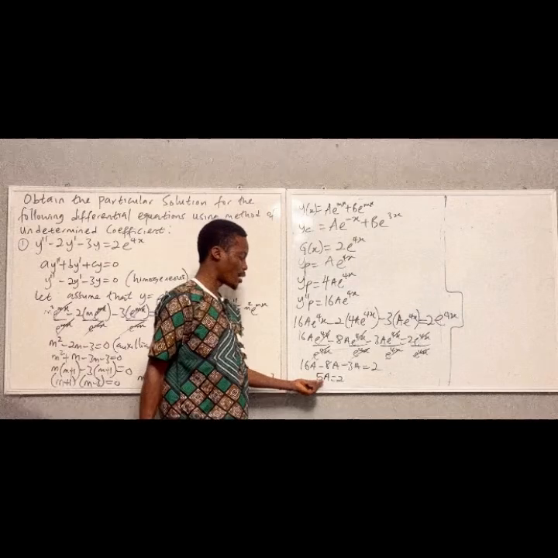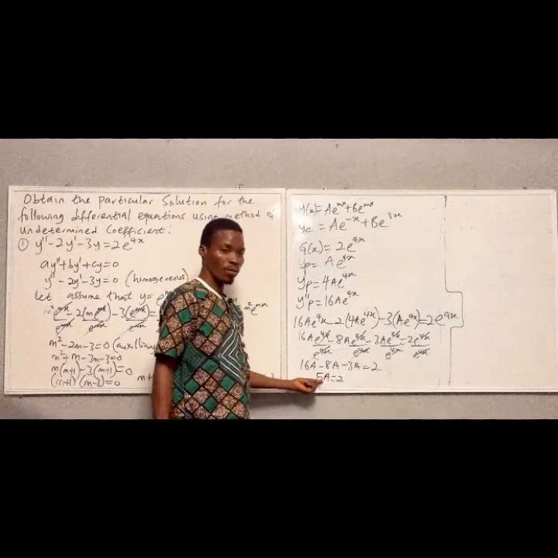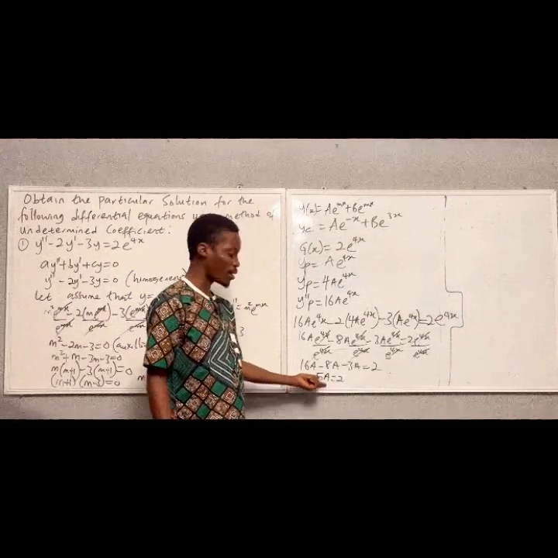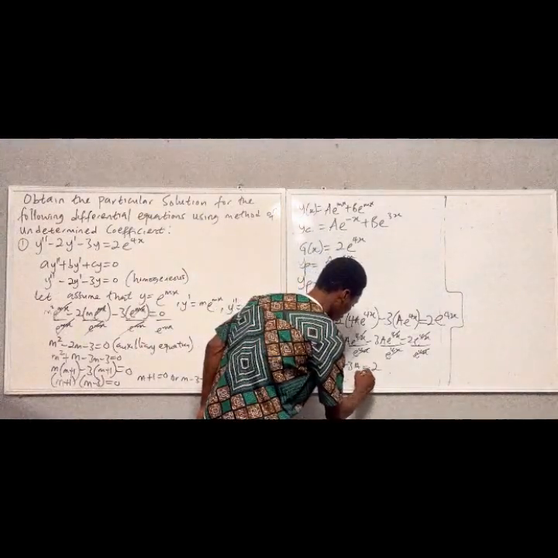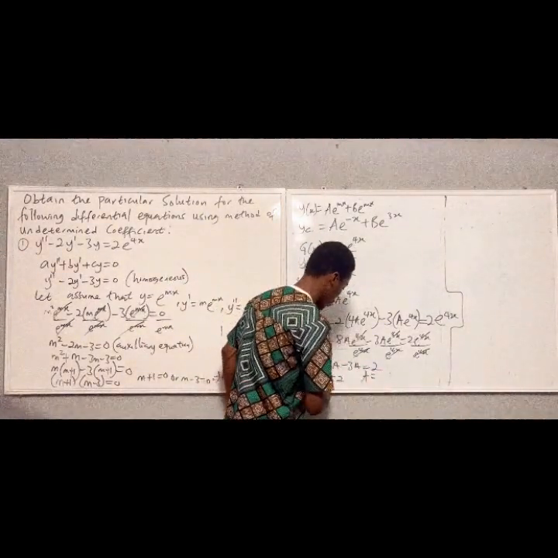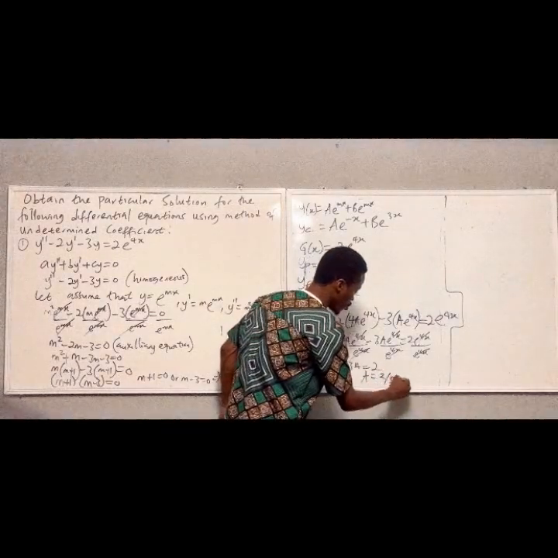So I want to get a here. So what is my a? I will divide both sides by 5. If I divide both sides by 5, I'm going to have a is equal to 2 over 5.